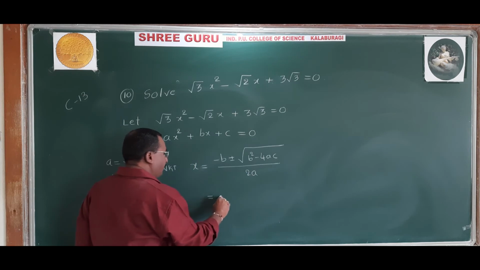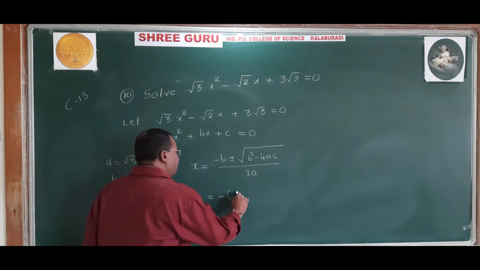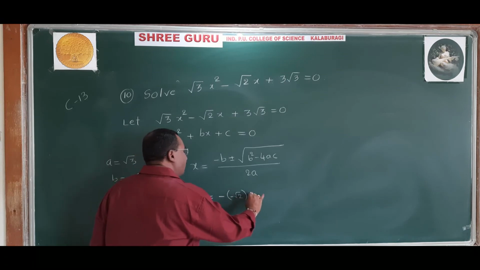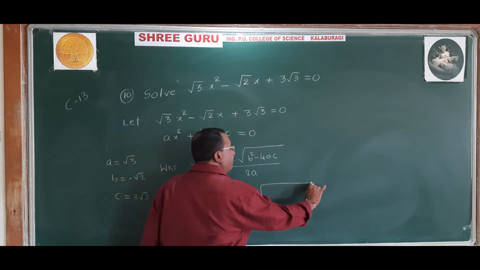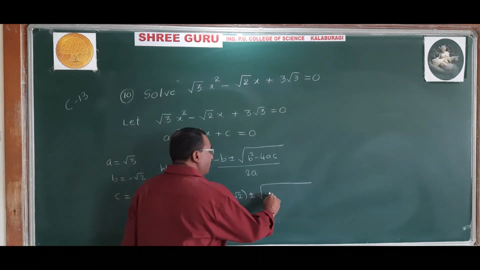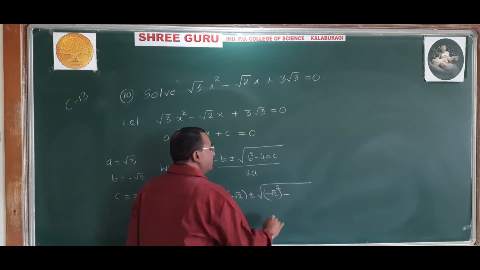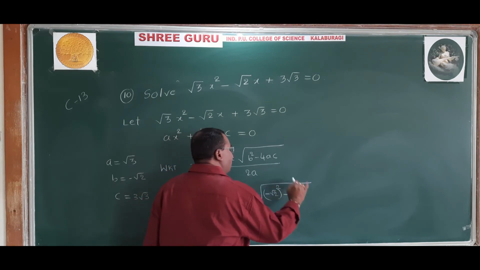Substitute the values. B is what? B is minus root 2. Minus root 2. x equals minus b plus or minus square root of b square, here minus root 2 whole square, minus 4.